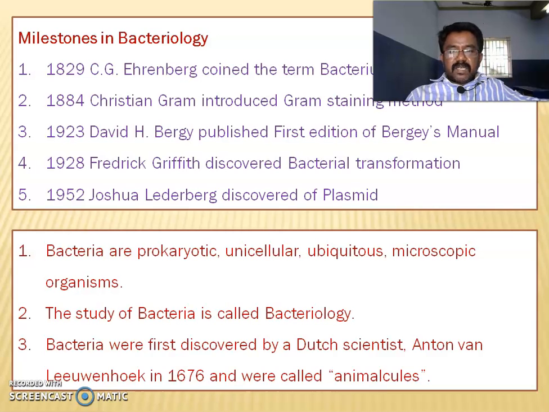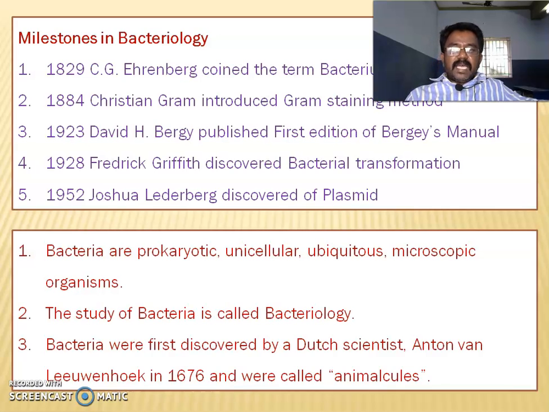In 1923, David H. Bergey published the first edition of Bergey's Manual. In 1928, Frederick Griffith discovered bacterial transformation. In 1952, Joshua Lederberg discovered the plasmid. Plasmid is one of the best vehicles. Plasmids are mainly used in the gene transplantation method.